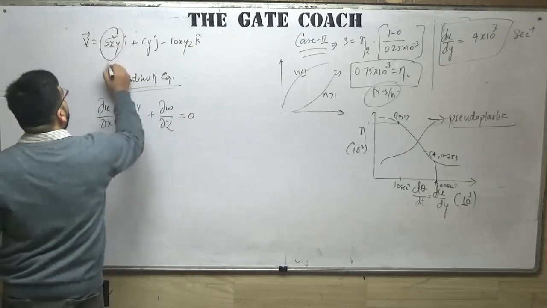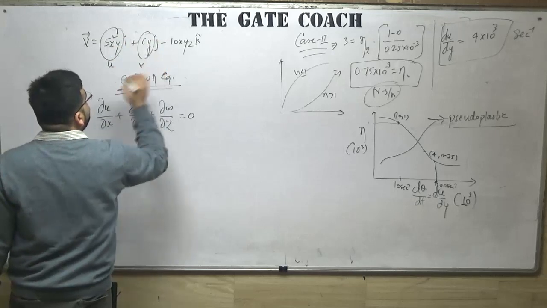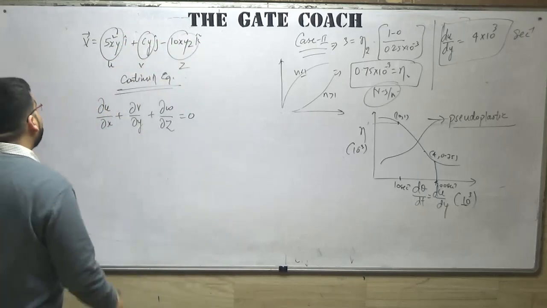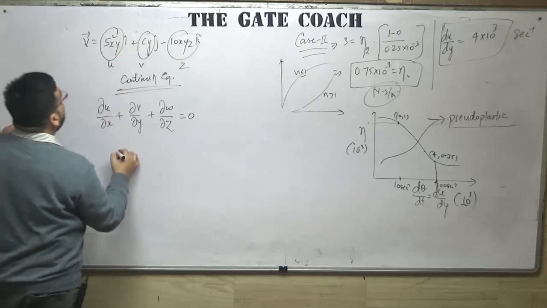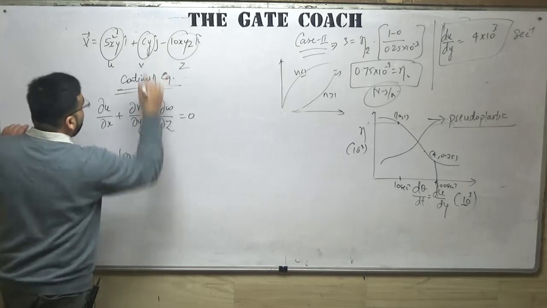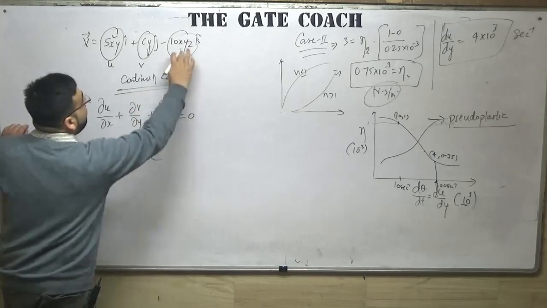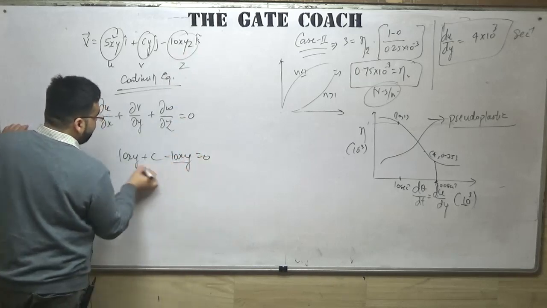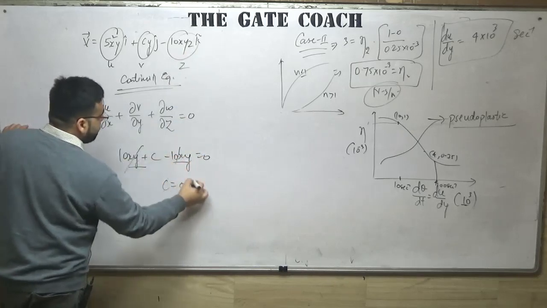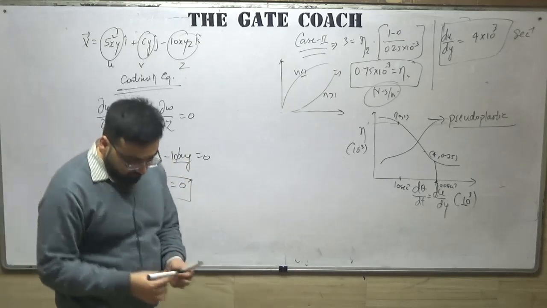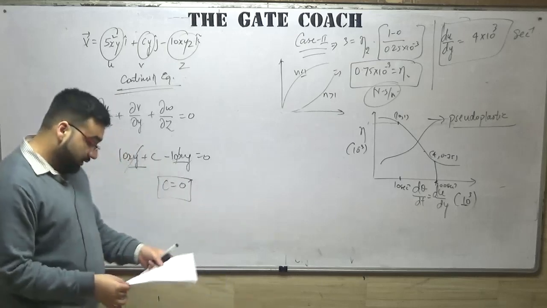So this thing is my u, this thing is my v scalar component, this thing is my w scalar component in the z direction. So dou u by dou x will be equal to 5 into 2 is 10, so 10 xy, dou v by dou y will be equal to plus c, and dou w by dou z will be equal to minus 10 xy, and the sum is equal to 0. So this gets cancelled out from here. So c will be equal to 0. This was the value of c. Easy question, right?